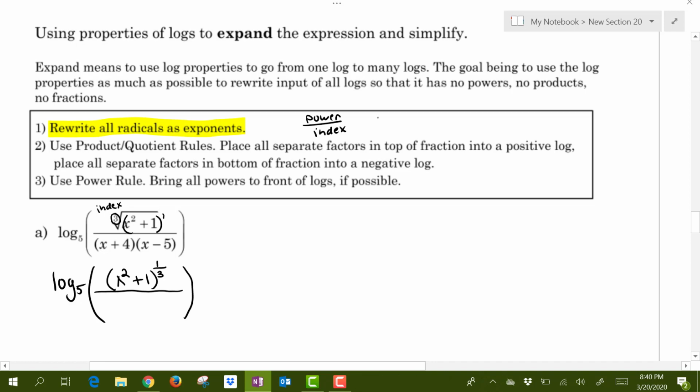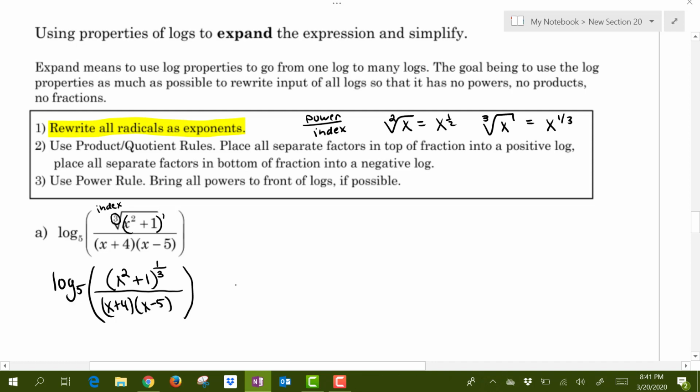So anytime that you have a square root, let's say square root of x, that's going to be x to the 1/2 power. If you have cube root, let's say of x, that would translate to x to the 1/3 power. Okay, so the first thing we're going to do is any radical that we see, we're going to convert those to fractional exponents first. Okay, so there's our first step.